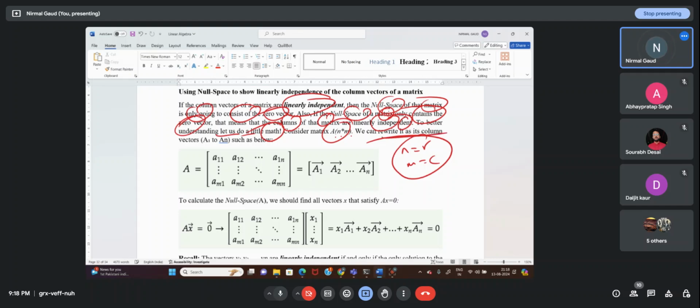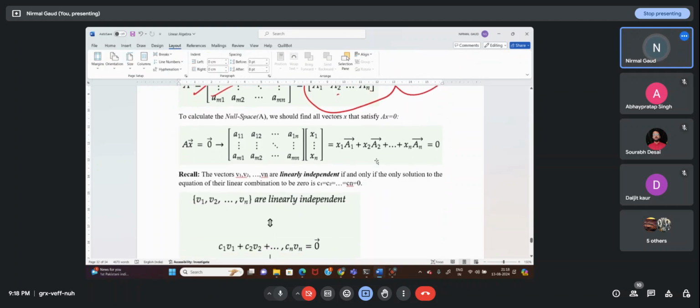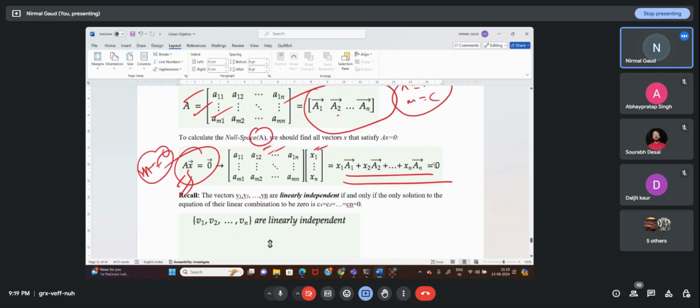If you have this, we can rewrite it in this format: vector a1, vector a2, up to vector am. So to calculate the null space of A, you follow this: Ax equal to 0. That's what they have written. So this is your matrix, this is your vector, and this is your result: x1 a1, x2 a2, and so on. You multiply them. This is a vector, this is also a vector.